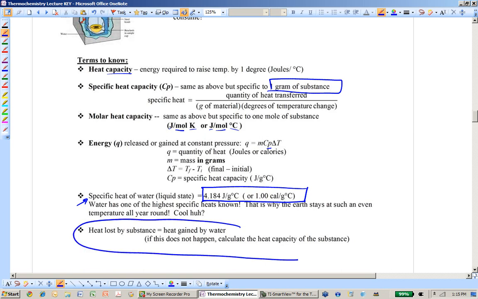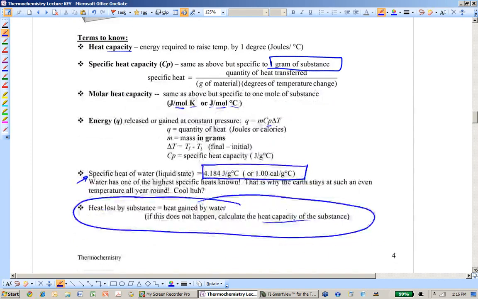One of the overlying principles of what you're going to deal with in solving problems is heat lost equals heat gained. That's obeying that law of conservation of energy. If somebody lost heat energy, somebody else had to pick it up, or else we're going to mess up the universe. And if this doesn't happen, then you can usually calculate the heat capacity of the substance.